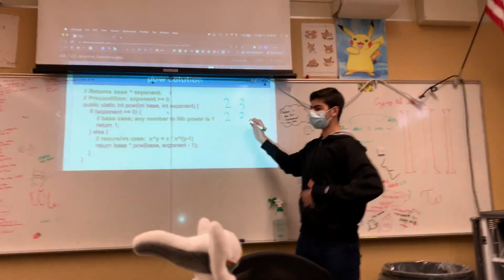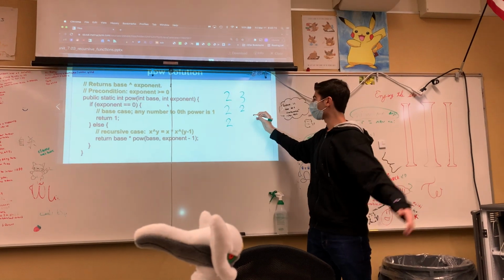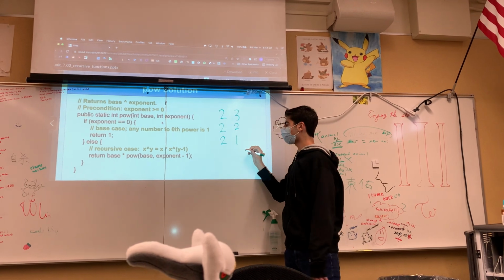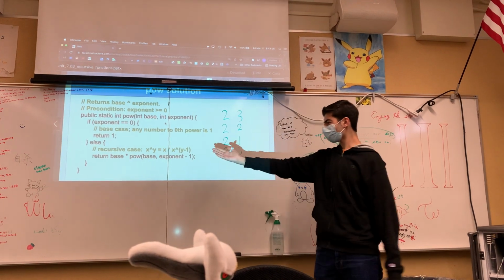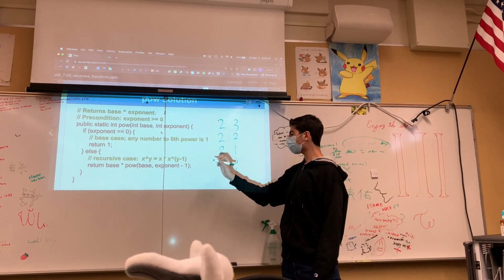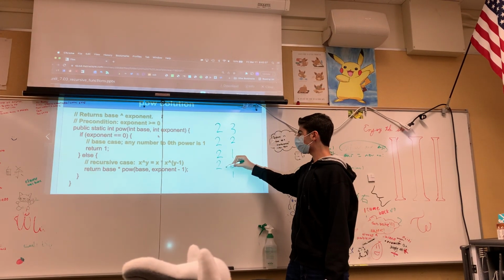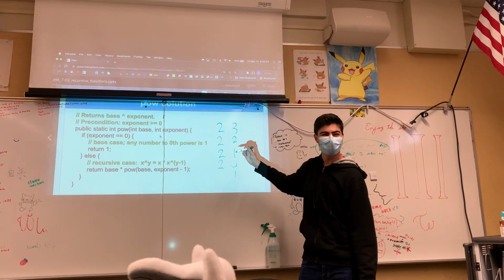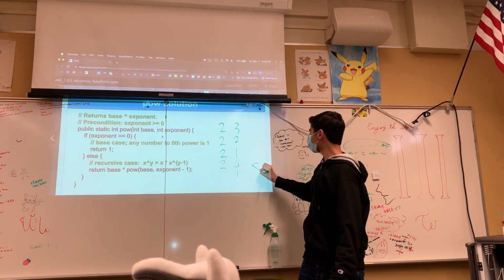This time, our base is 2. Guys, everyone has to participate. What's our exponent? 1, exactly. Is our exponent equal to 0? No, so it goes in another time. What's our base? 2. What's our exponent? 0. Is our exponent equal to 0? Yes, so it returns 1 for that part. But we have to multiply all the bases by 2. So it's 2 times 2 times 2, which is 2 to the power 3. It returns 8.